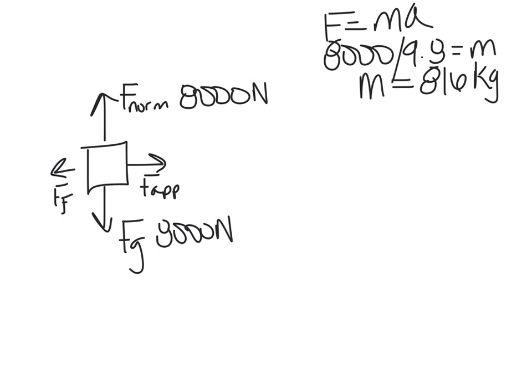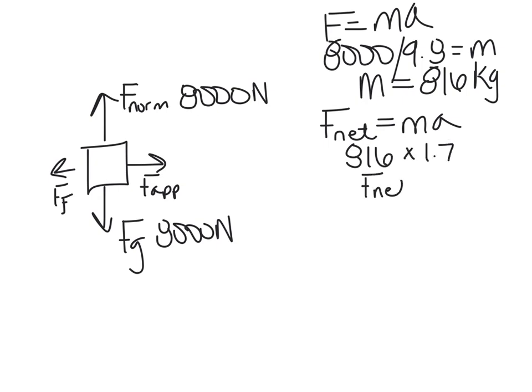All right. What I could do next is go ahead and find my net force if I wanted to do that. And again, you're going to use F equals ma because it gives you your acceleration of 1.7 in the question. So you would take that 816 and multiply it by 1.7, and your net force is going to be 1388. I'm just going to round to whole numbers for this video. All right. And that is going to the right because it says in the question your acceleration is going to the right.